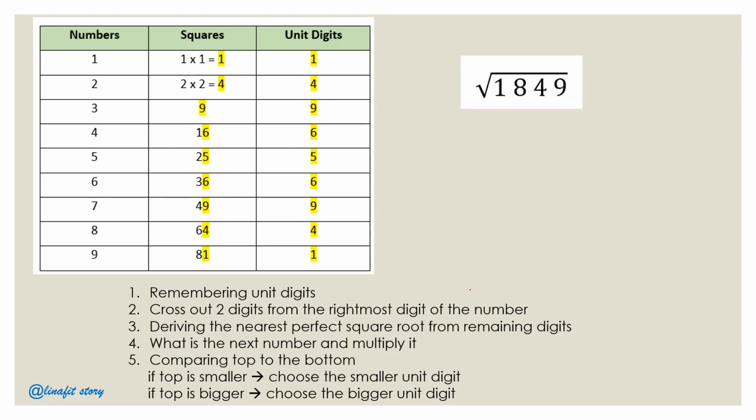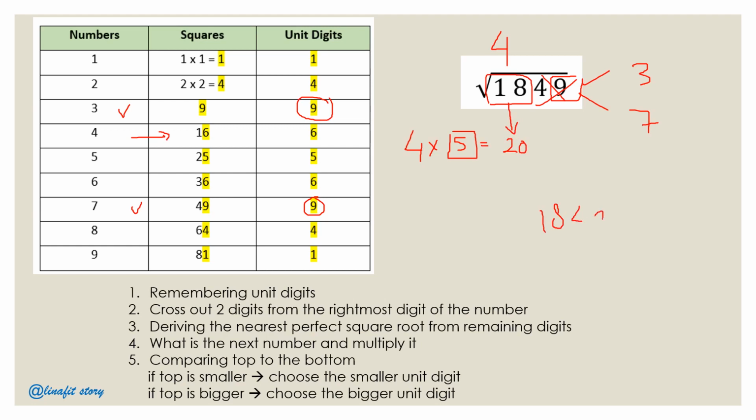Find the square root of 1849. 9 is the unit digit of 3 and 7. Next, cross out 2 digits from the rightmost digits of the number. The remaining digits are 18. Now, what's the nearest square root of 18? It's 4. What is the next number after 4? It's 5. 4 times 5 is 20. Then compare top to bottom. 18 is smaller than 20. So between 3 and 7, you choose the smaller number. So the answer is 43.